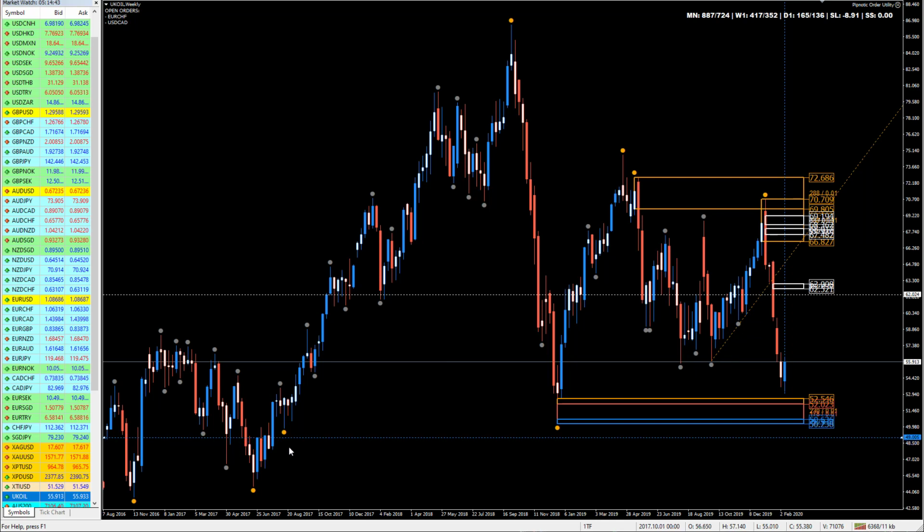So what does that tell us? That means for this area of demand, this is the cheapest, the most expensive price you want to pay for it. And price came very close to it here. It came just barely through it. Okay. So very interesting indeed. And we do have the same thing going on above price.